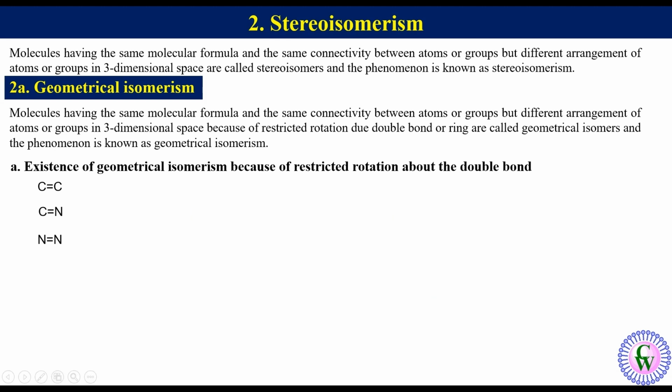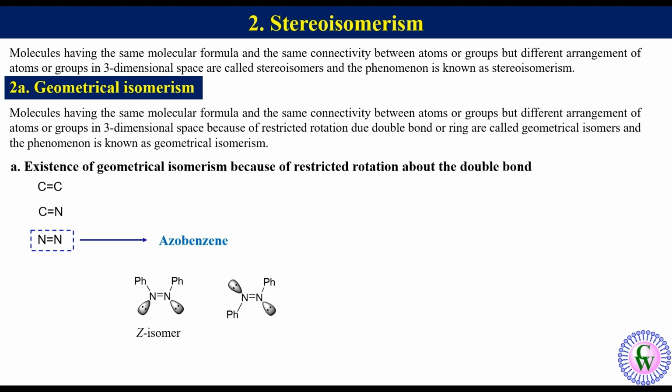Geometrical isomerism due to restricted rotation about the N=N double bond. The example is azobenzene. In one isomer, the two phenyl groups are on the same side of the N=N double bond, called the Z isomer, while in the other, the two phenyl groups are on the opposite sides of the double bond, called the E isomer.